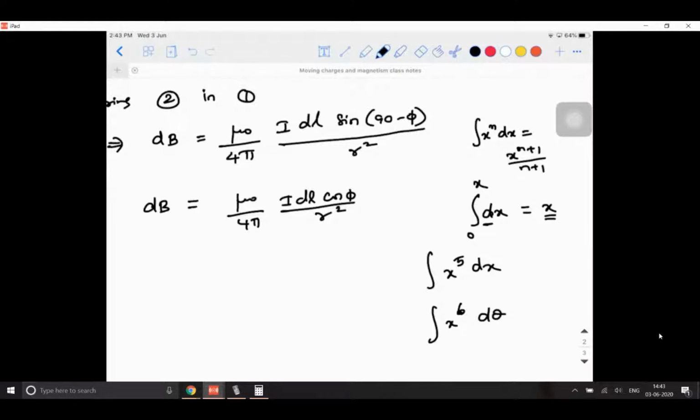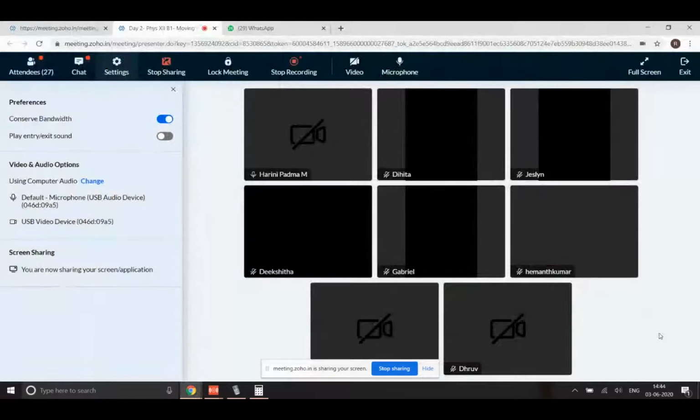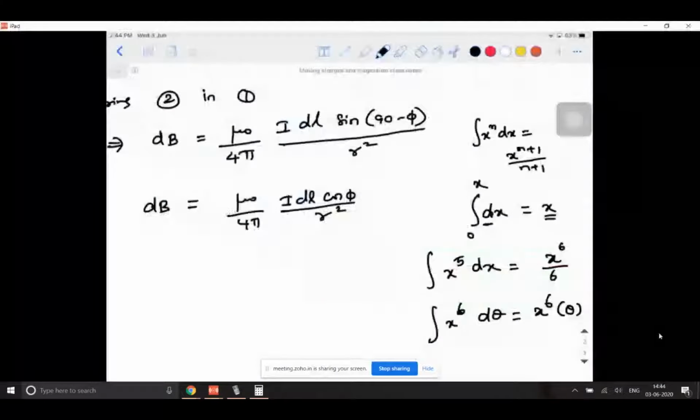So what is the answer for the first one? Anyone? Anybody who can tell me the answer? X power 6 divided by 6. What about this one? X power 6 theta divided by 6. So you're able to understand. Very good. Who told that? Myself, sir. I want to know the name. I'm not used to the voice. Harini, sir. Harini. Very good.